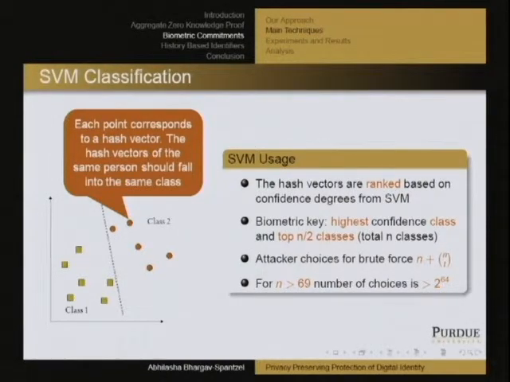If you think about it, if an attacker gets this classifier model and is trying to guess the key based on this model, the number of choices he has is first to choose the topmost class, which is 1 out of n, so n, and a combination of n choose t, the NCT I call it. If you calculate for n greater than 69, the number of choices for an attacker to choose a biometric key would be greater than 2 to the 64, which is the lower bound of what is considered computationally hard.